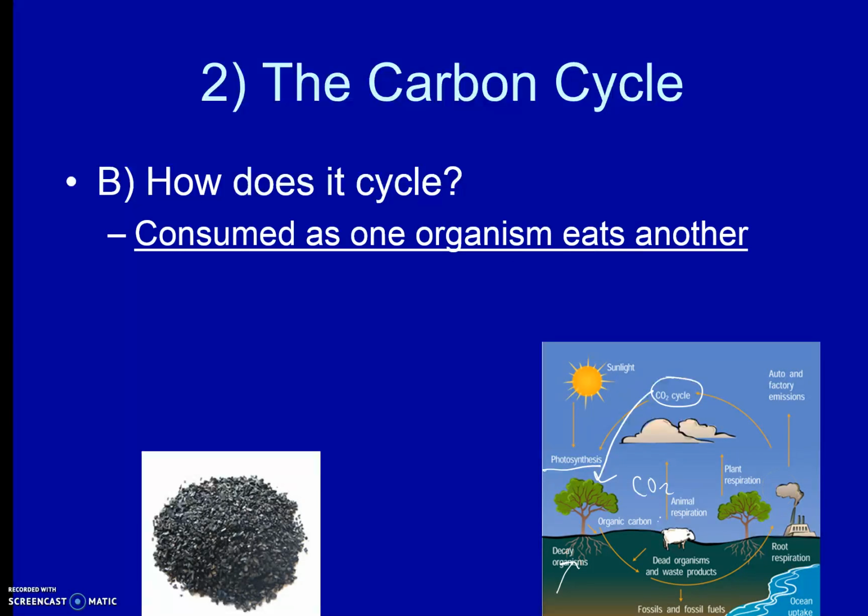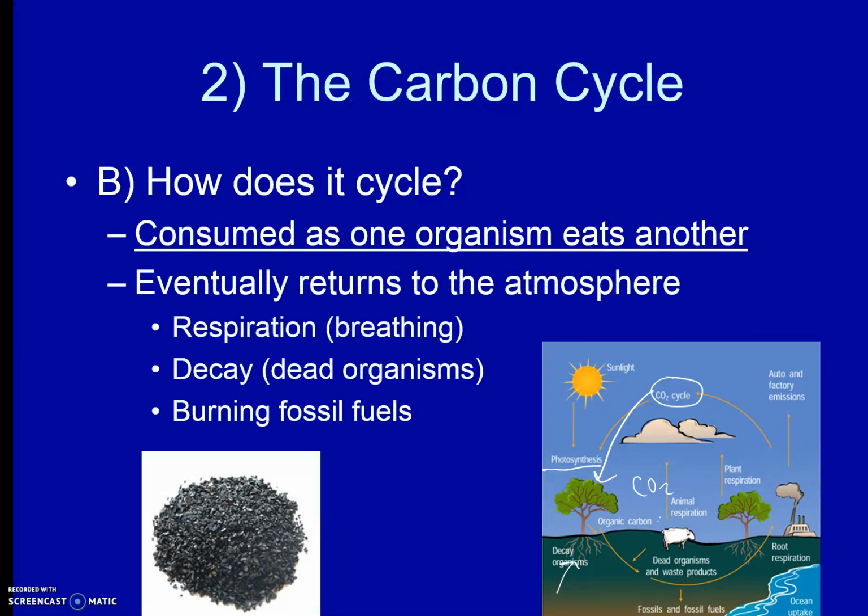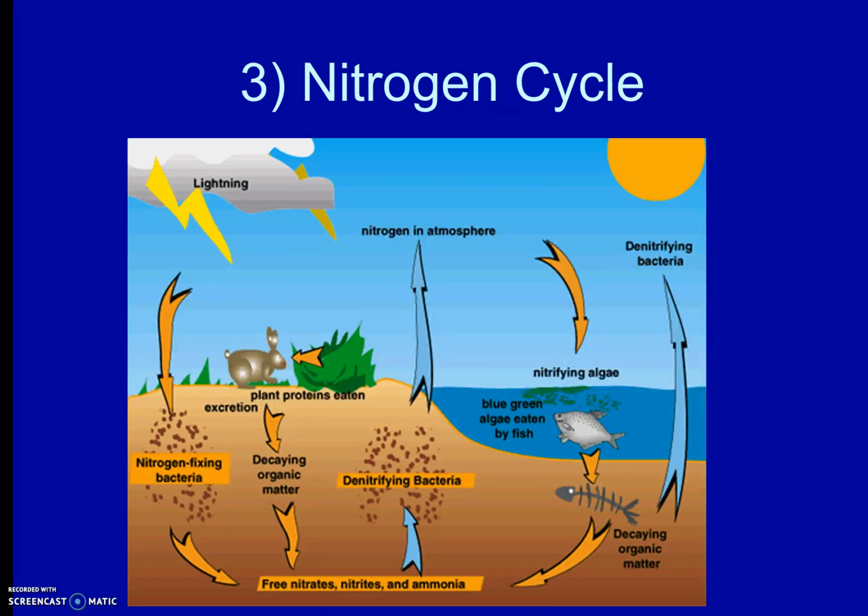So carbon cycles, it's consumed as one organism eats another, and then it eventually returns to the atmosphere through a couple of different ways. Either by animals breathing out that CO2, dead organisms just through the process of decay and decomposition, or the burning of fossil fuels. And when it returns to the atmosphere, then the plants again take it back up and do photosynthesis. And that's the carbon cycle.